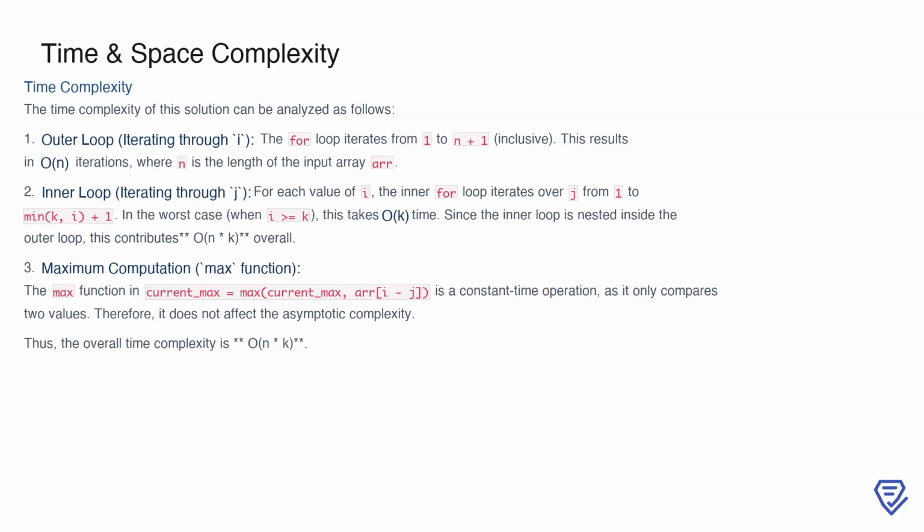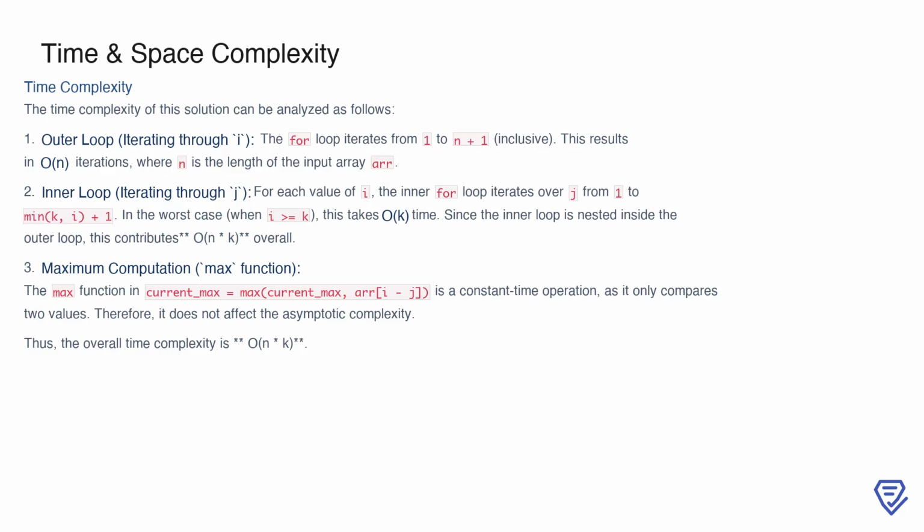To analyze the time complexity of this solution, let's look at the different components. First, the outer loop iterates through the indices of the input array from 1 to n plus 1. Since this loop executes once for every index, it contributes O(n) iterations, where n is the length of the array. Next, for each index i, the inner loop iterates over j, which ranges from 1 to min(k, i) plus 1. In the worst-case scenario, when i is greater than or equal to k, this inner loop runs O(k) times. Because the inner loop is nested within the outer loop, the total contribution from these nested loops becomes O(n*k).